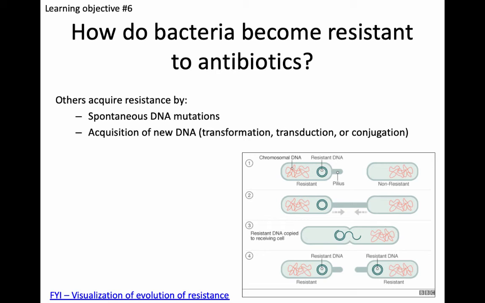So bacteria become resistant to antibiotics either because they naturally are, as we just said in the last slide, or because they spontaneously have DNA mutations, which would be an error being made when the DNA is copied. And that error would result in some new ability of the bacteria to avoid the action of the drug. Or the bacteria can acquire new genetic information, and this is mostly through horizontal gene transfer.